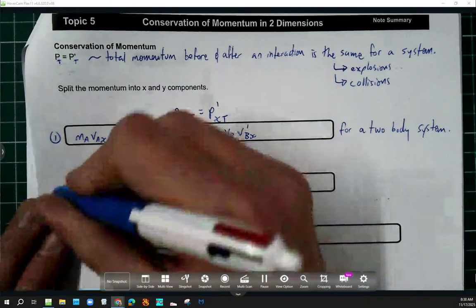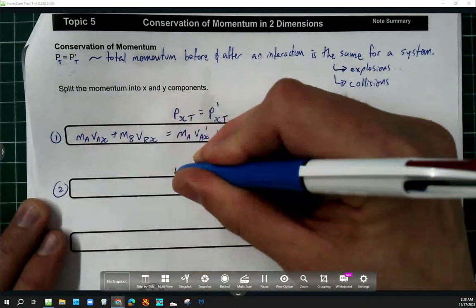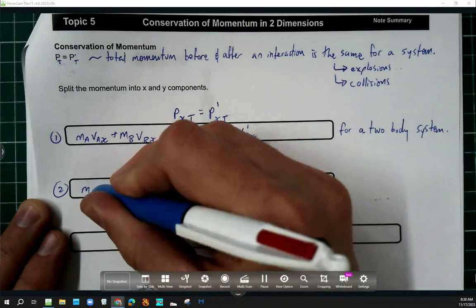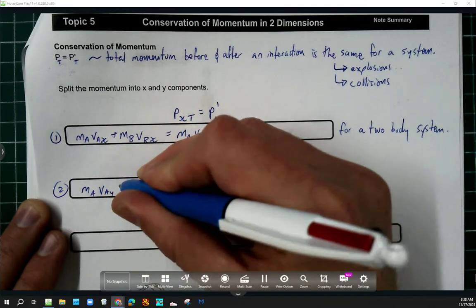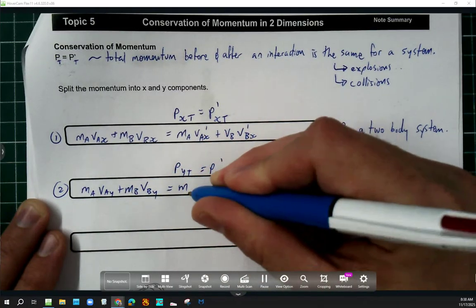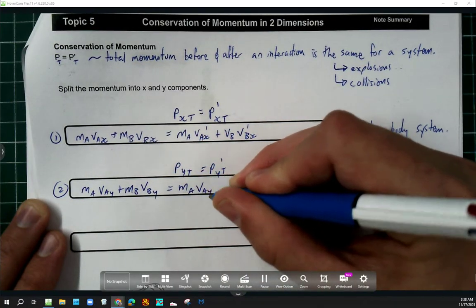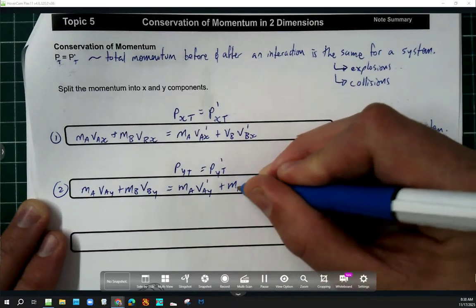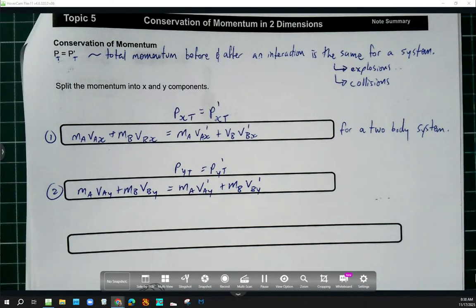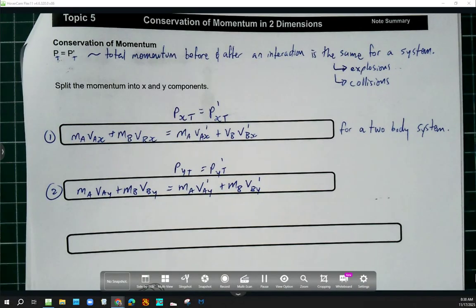And we might have another equation. Not surprisingly, PY total equals PY total prime. It takes on the same format. No surprises here. Okay, so it's a system of 2 equations. Now, the nice thing about these 2 equations is that we said before that momentum is always going to be conserved. And I'll even add to that: momentum is always conserved in the X direction, and momentum is always conserved in the Y direction.